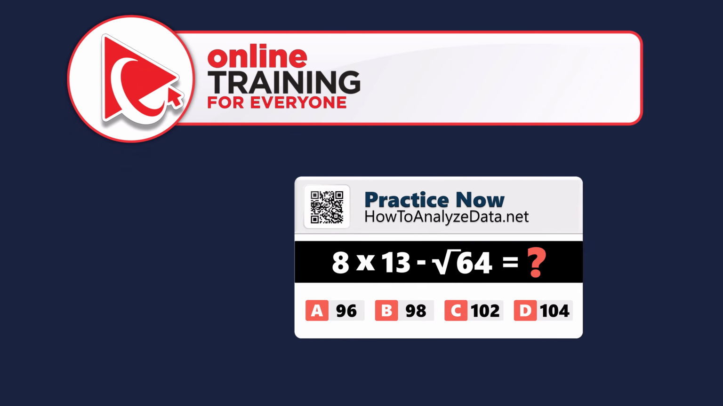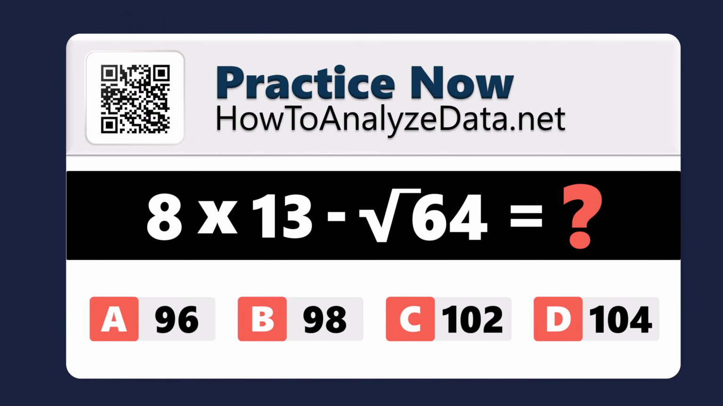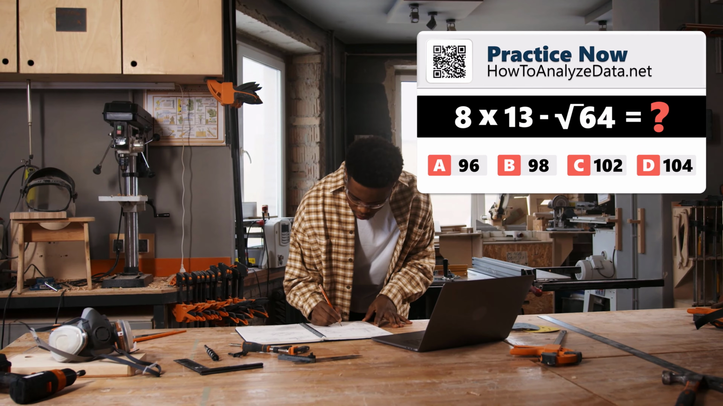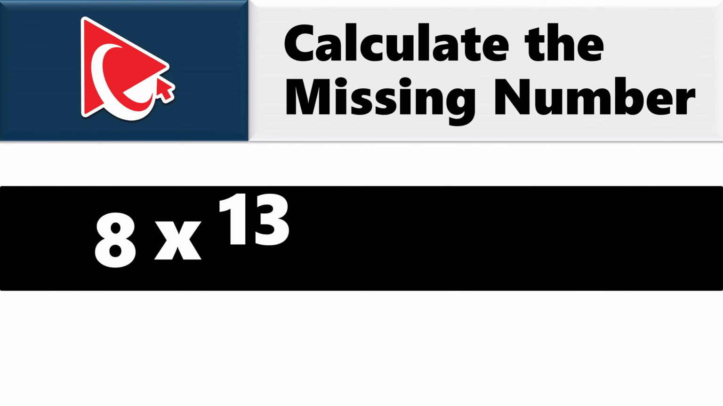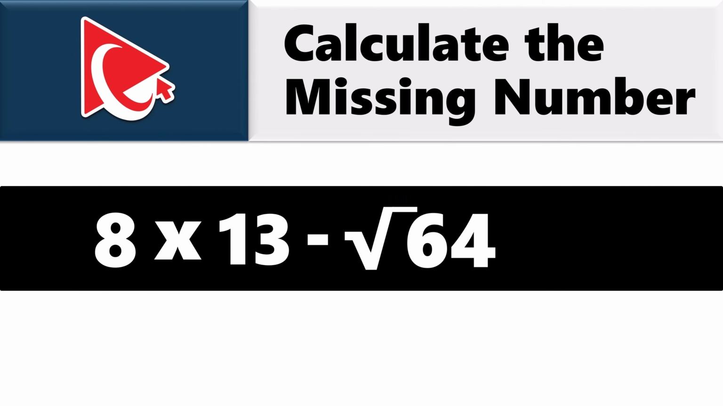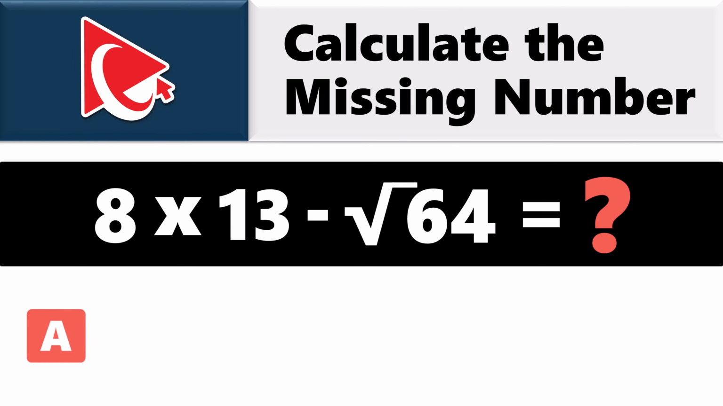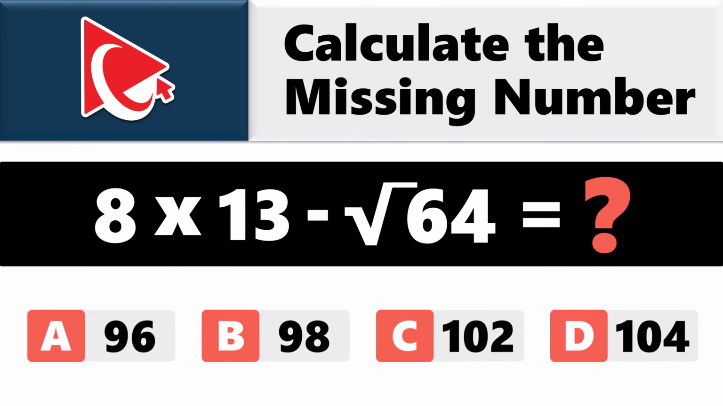This particular test question is very tricky, but through the simplicity. Understanding this question is like trying to assemble IKEA furniture without the instructions. Sure, it might work eventually, but expect a few leftover screws and a sense of confusion. You are presented with the equation 8 multiplied by 13 minus square root of 64, and you need to calculate the result of this expression, which should be selected out of 4 possible choices. Choice A, 96, choice B, 98, choice C, 102, and last but not least, choice D, 104.